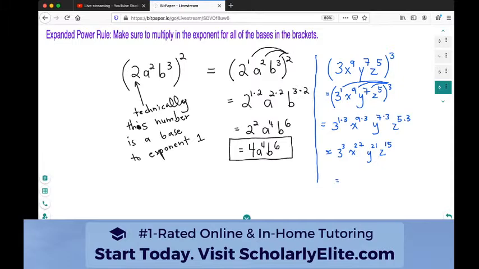And finally, again, we're saying to ourselves, well, this has a number to the power of itself, and I need to solve for that. So I'm going to go 3 to the power of 3, which is 27. Another way to say that is 3 times 3 times 3. So we've got 27, x to the power of 27, y to the power of 21, and z to the power of 15. And that, my friends, is our final answer.